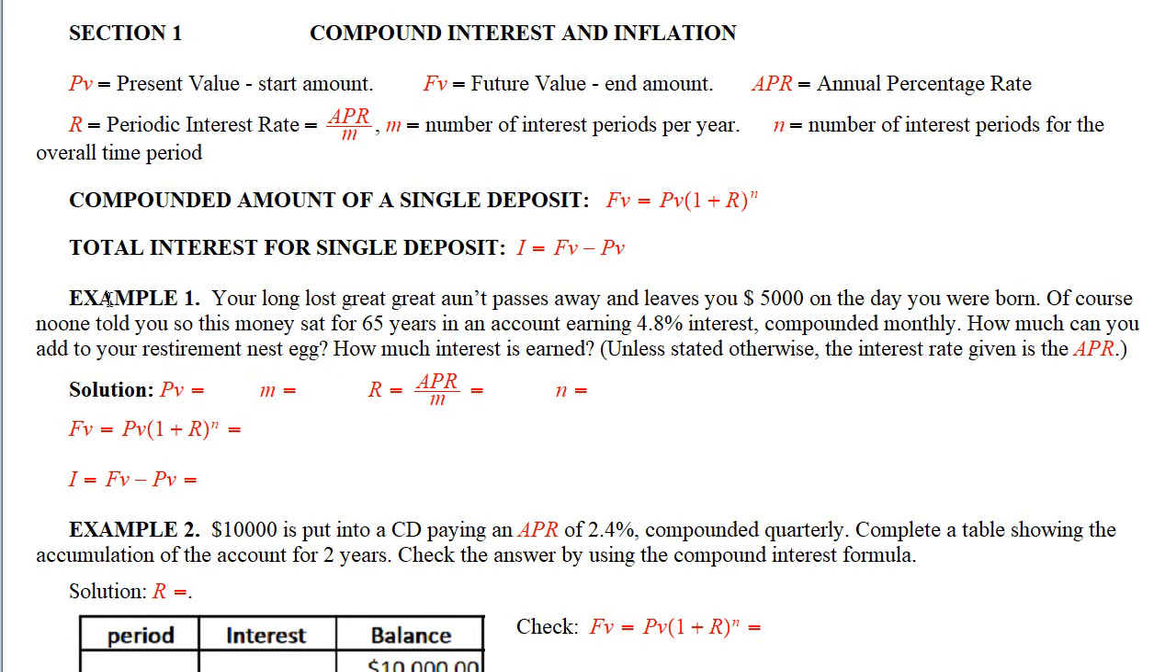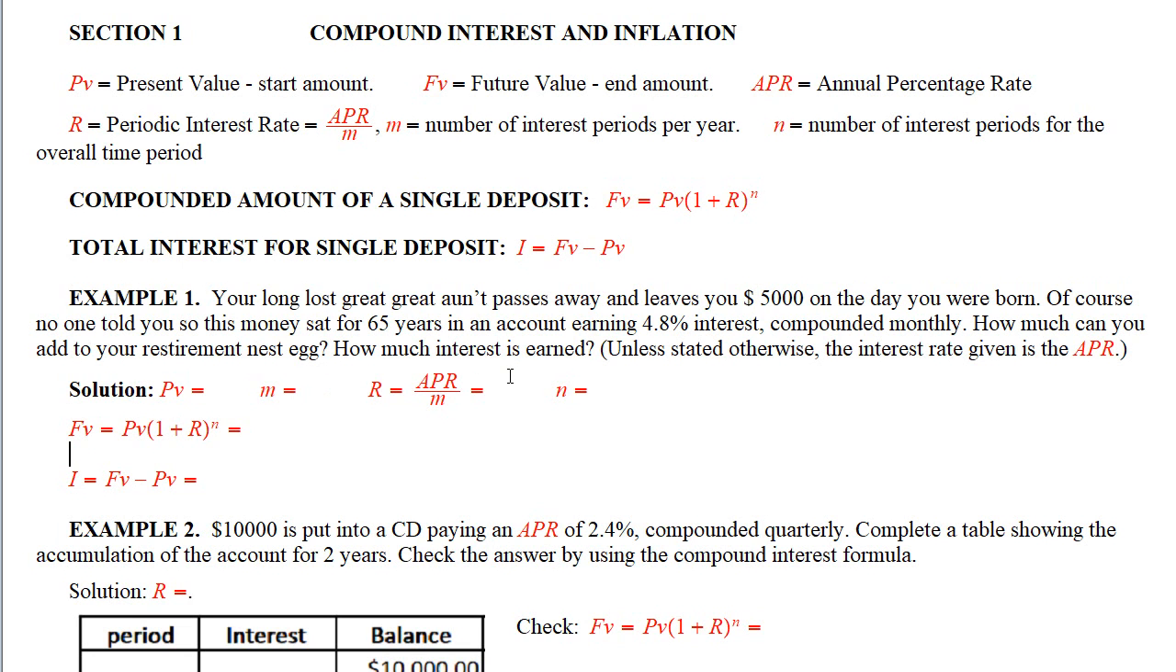So let's look at an example here, put this to use. Example 1 is different than the example in your notes, just to give you some extra examples to look at. Your long-lost great-great-aunt passes away, and she leaves you $5,000 on the day you were born. Of course, no one told you that you had this money, so it sat for 65 years in an account earning 4.8% interest compounded monthly. I want to know how much you can add to your retirement nest egg at age 65, and how much interest was earned.